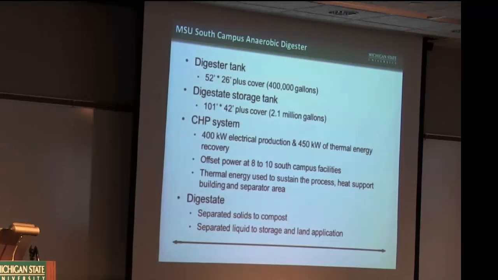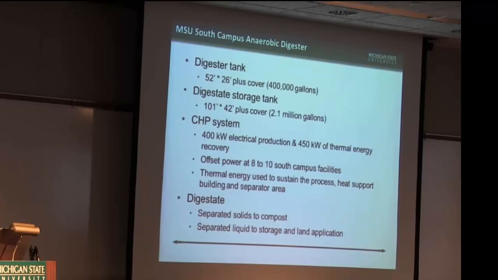With this system, we also put in place a combined heat and power unit, a CHP. We can generate up to 440 kilowatts of electricity every hour. We also collect thermal energy off of that. And so we're able to produce more than enough thermal energy to sustain the operating temperatures of our digester. This morning it was minus 12 or minus 15 in Lansing. The digester was still operating at 102 degrees Fahrenheit.